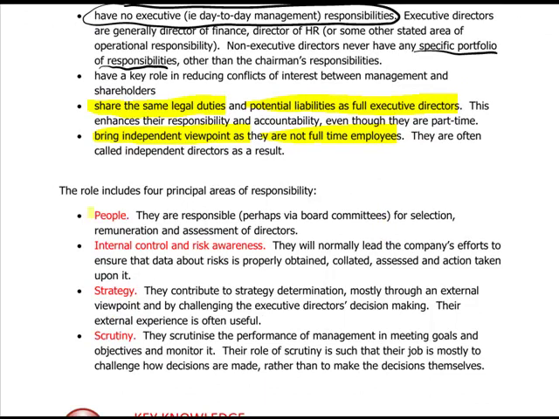4 principal roles of responsibility: people, internal control and risk awareness, strategy and scrutiny. So they're responsible perhaps for selection, remuneration and assessment of directors. They will lead the company's efforts to ensure that data about risks is properly obtained, collated and assessed. They should contribute to strategy, not necessarily lead it, but contribute towards it. They should have their own experience they're bringing on board from their perhaps previous roles as executive directors in other organisations. Their external experience is meant to be useful. They will scrutinise the performance of management in meeting goals and objectives and monitor it. So it's not just, okay, off you go. It should be after the event and come back and have a look.